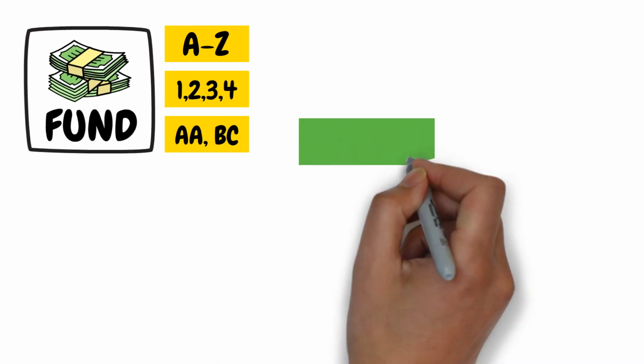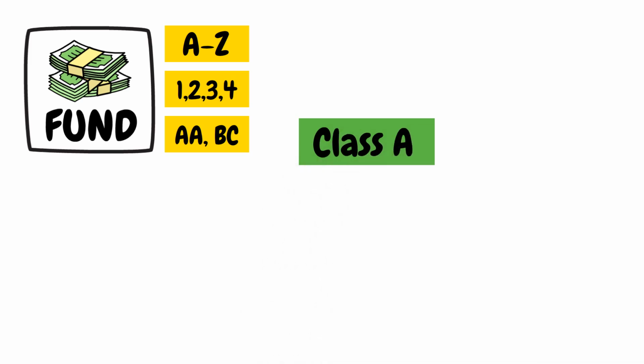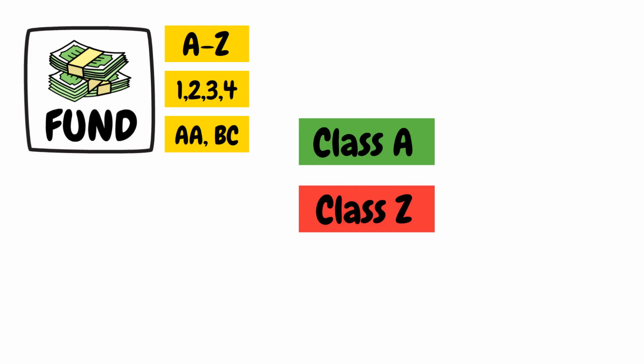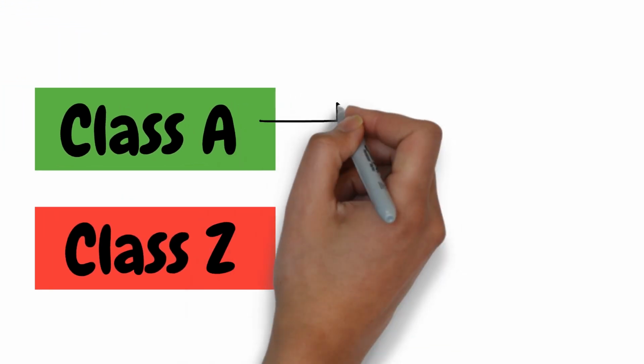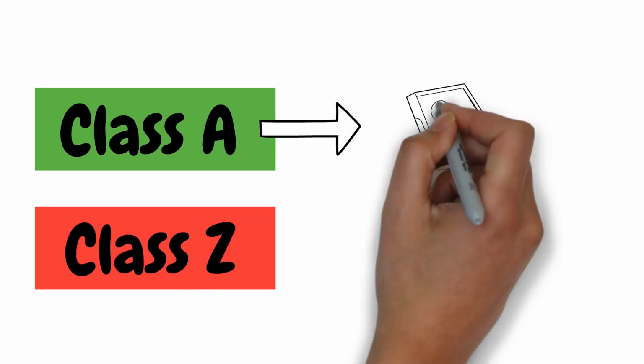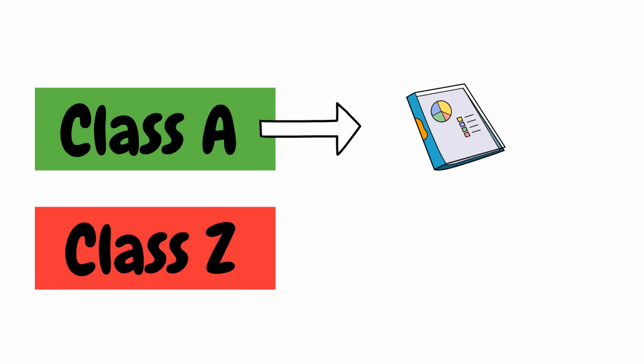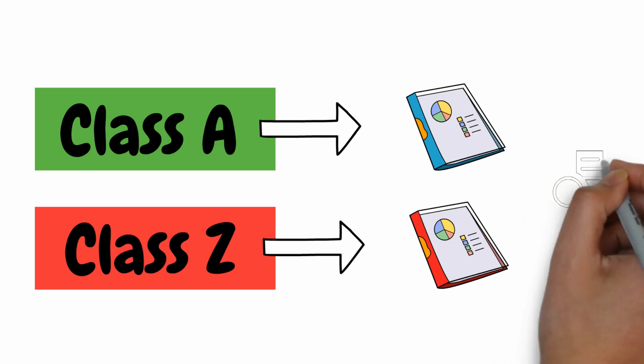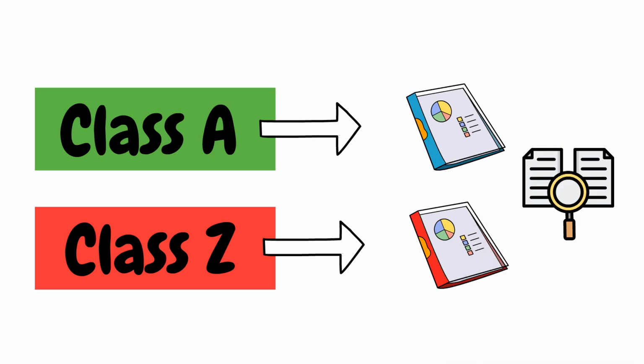A common misconception is that a fund which is a class A fund is better than a fund that may be a class Z, for example, because A is the first letter of the alphabet and Z is the last. But this is simply not true. The letter or number of the class determines the pricing structure of the fund. Each different class will have a different pricing structure. It also helps to differentiate between different funds with the same name.